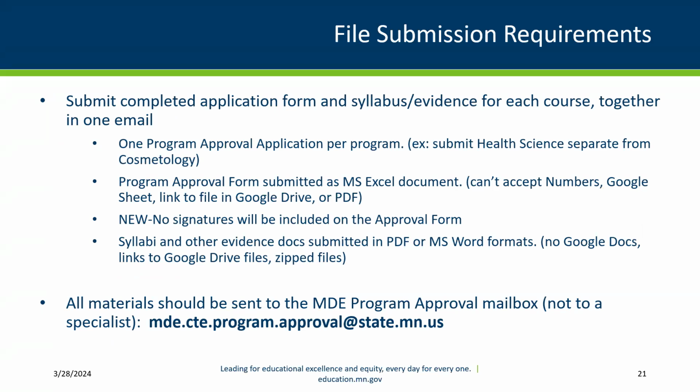Remember to submit one program approval application form per program. For example, if you have a health science program, you would submit that form separate from a cosmetology program and separate for a law enforcement program. Your program approval form should be submitted in the same Excel document format that you received it in. We are not able to accept any other form into our system. You will also notice that there are no signatures included on the approval form. We will talk about how we will get that signature in a minute.